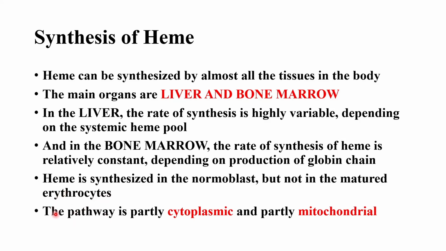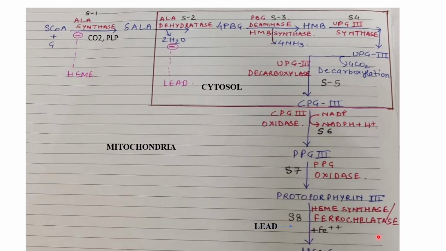Now, this is the overview of heme synthesis. Now, in this, what is happening? As you all know, succinyl-CoA from the TCA cycle and glycine both condense together in the mitochondrial matrix to form delta aminolevulinic acid, delta ALA. This is catalyzed by ALA synthase. Pyridoxal phosphate is required in this, and this is the rate limiting step.